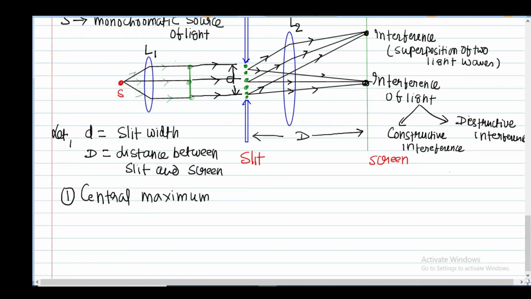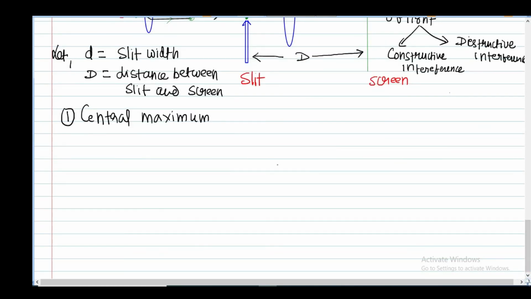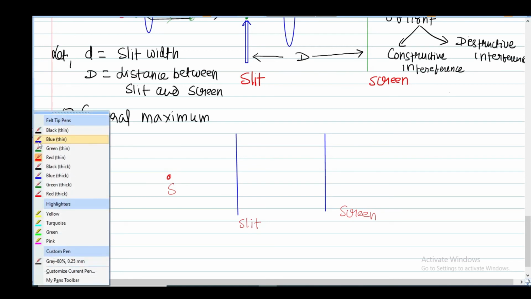So central maxima, let me draw the ray diagram and explain how we can understand the central maxima. Suppose we have this slit here. Here is one slit, I'm drawing just one diagram. This is your slit, and here we have one source of light. We have a screen, and here is your source of light S. Just as I told you, I'm leaving out the lenses in the arrangement. Directly I'm explaining, you can refer to the previous diagram.